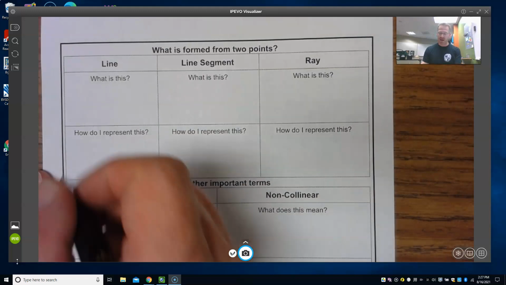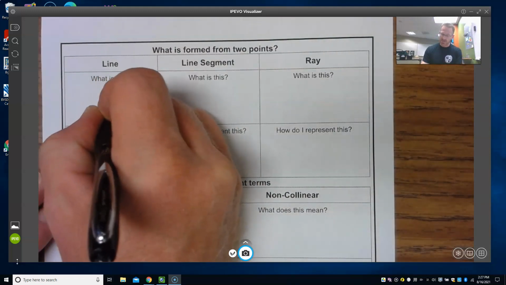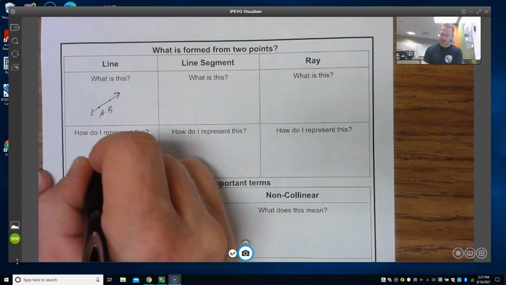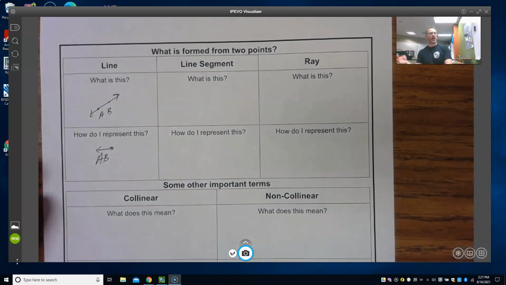So I'm not going to repeat that, but I'm just going to draw it here. So we know that this is line AB. Now the difference between a line and a line segment: my pen is a line segment, it ends. It has a defined starting point and ending point. So that's a line segment.